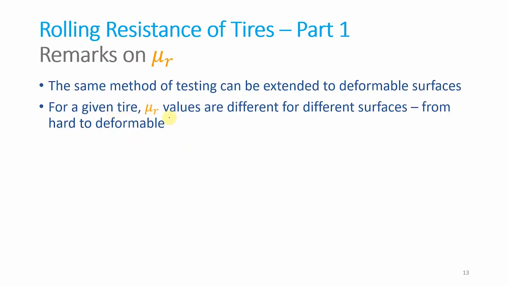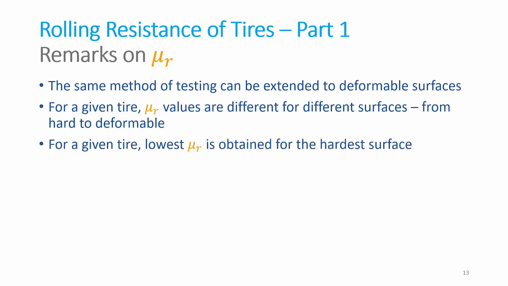Now, for a given tire, the rolling resistance coefficient values are different for different surfaces from hard to deformable. So you will agree that for a given tire, the mu r differs when it goes to different surfaces. So this is to understand that coefficient of rolling resistance is not only dependent on tire. Now for a given tire, lowest mu r is obtained for the hardest surface because the hardest surface is more rigid and the deformation of that surface is much lesser, so lowest mu r is obtained.